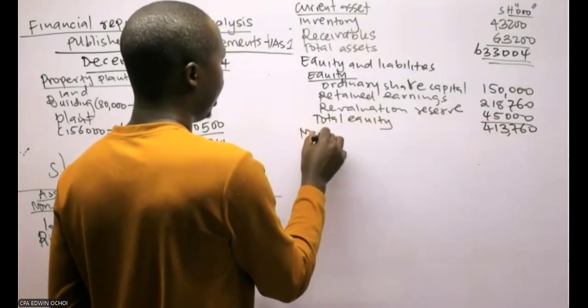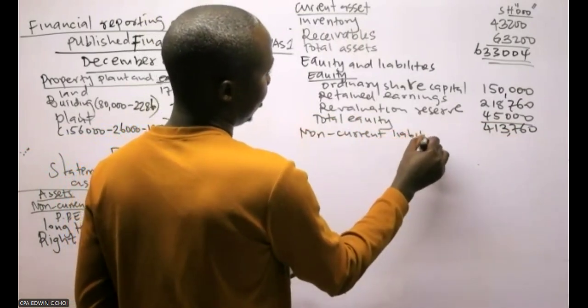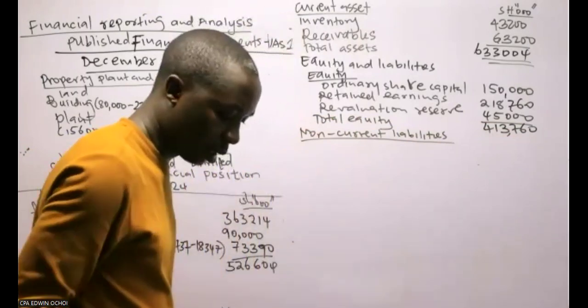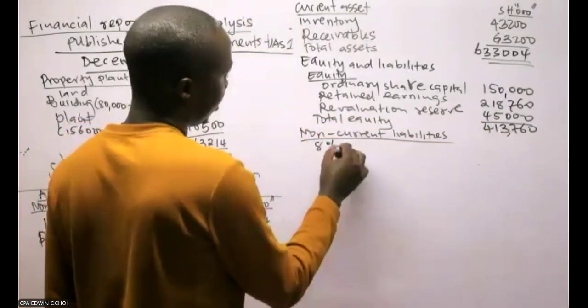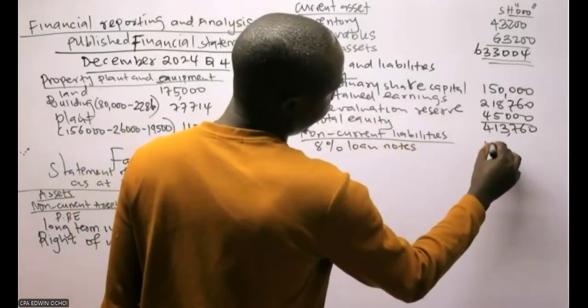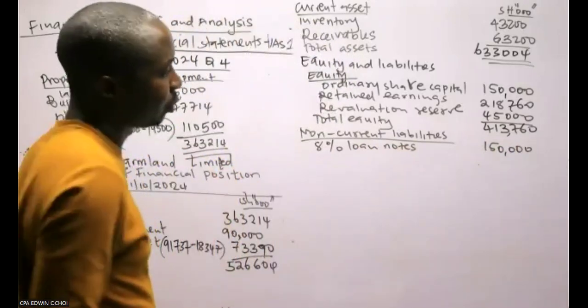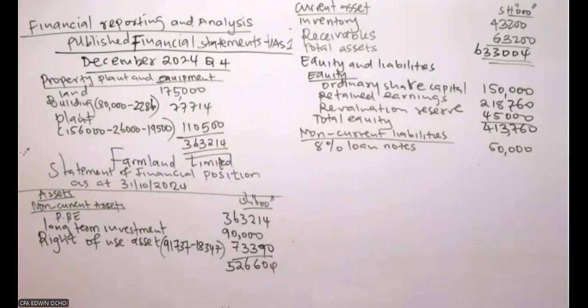Then the non-current liabilities. The 8% loan. It was not 150, it was 50,000.